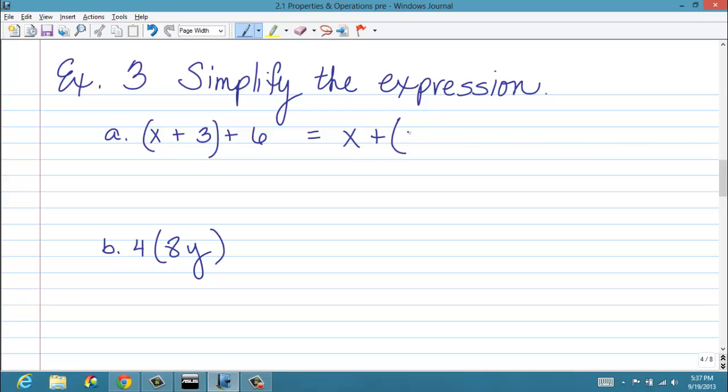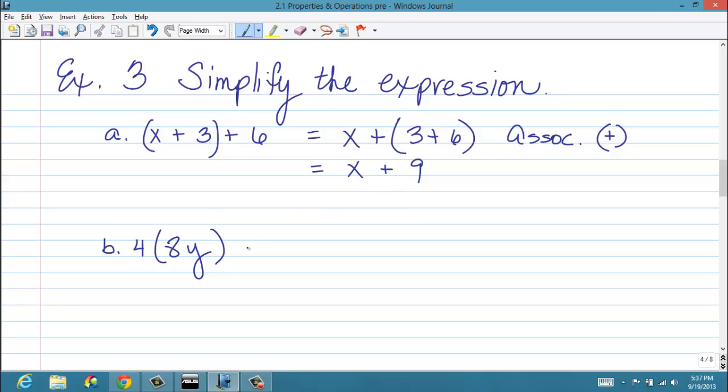X plus the quantity of 3 plus 6. What property is this? Hopefully you're thinking this is the associative property of addition. And we would have to use this property because these are the only two that can actually be added together. So we use that property. So then this will become x plus 9. And we would have to leave the answer right there because I can't combine a number with a variable. So we have to leave it in the expression.